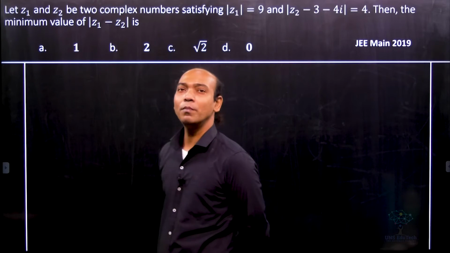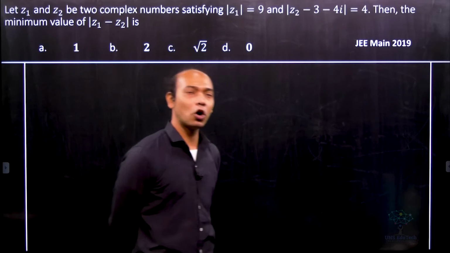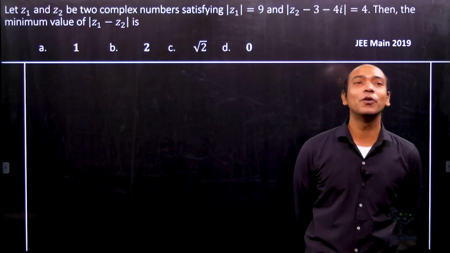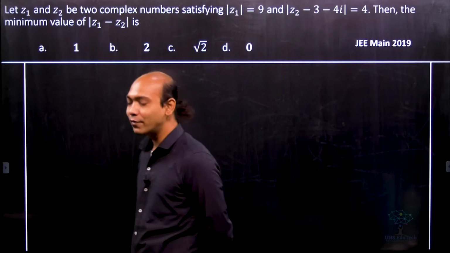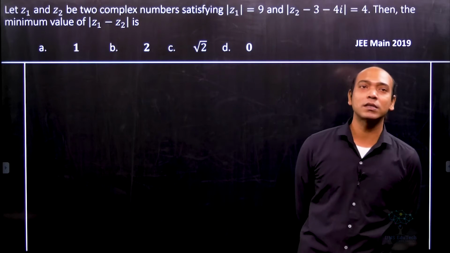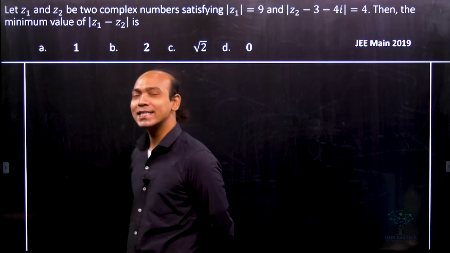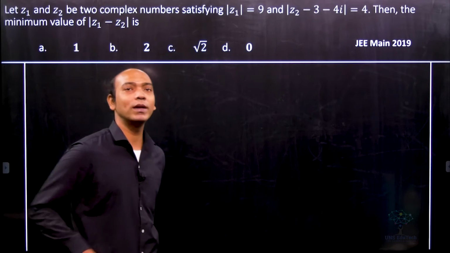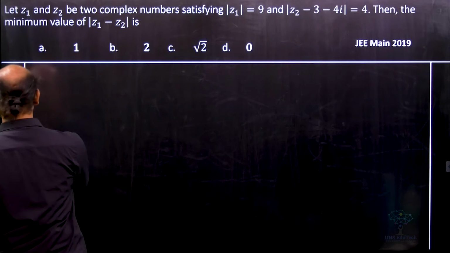See, this is a problem, you can say it's an application of complex numbers in geometry, right? If we do it in that form, this is a very simple problem. But before going to this problem, let's discuss a basic theory and then we'll come back to this problem. So let's go ahead.